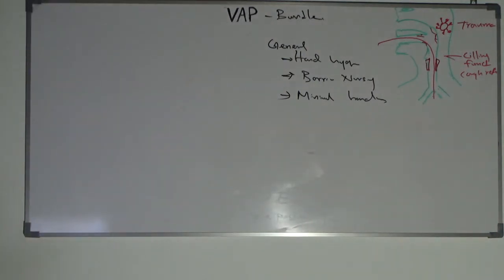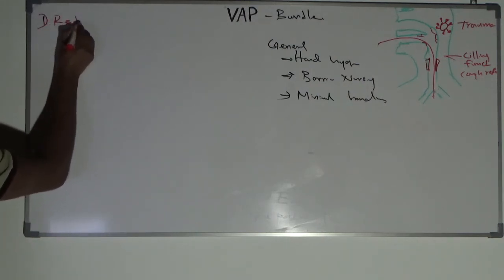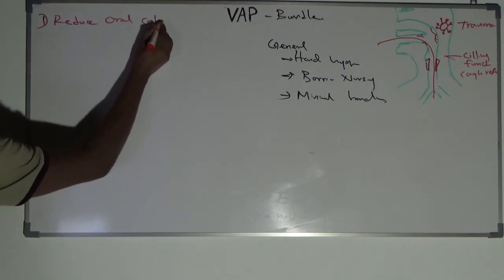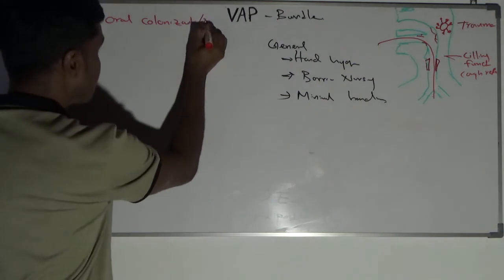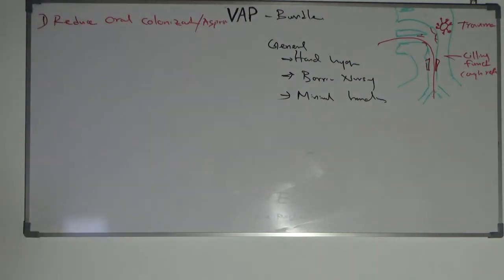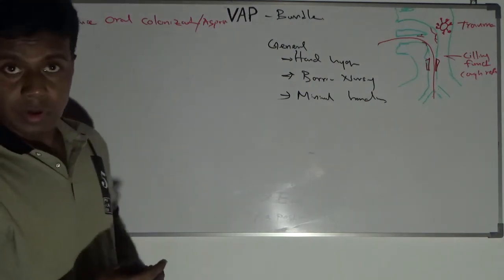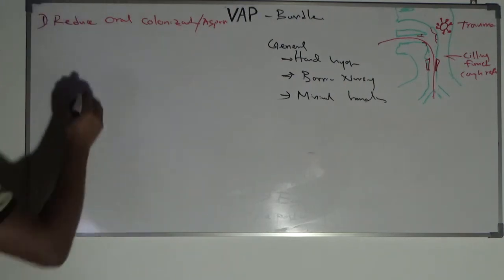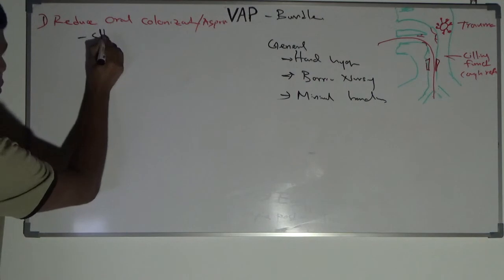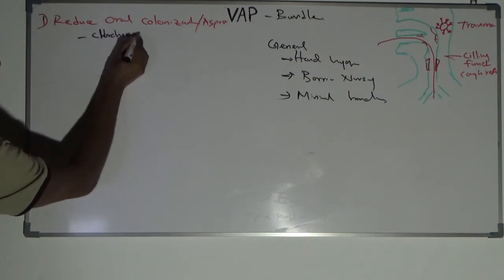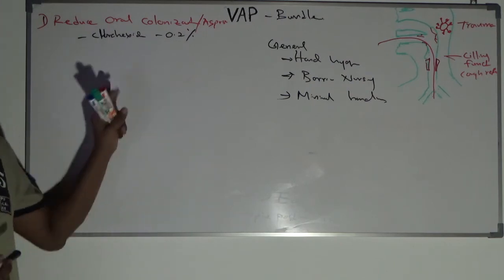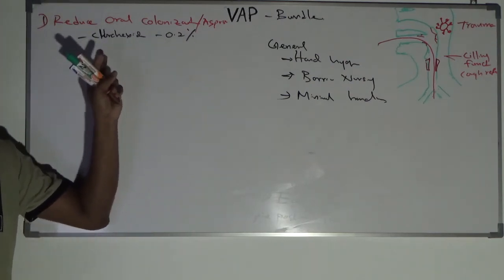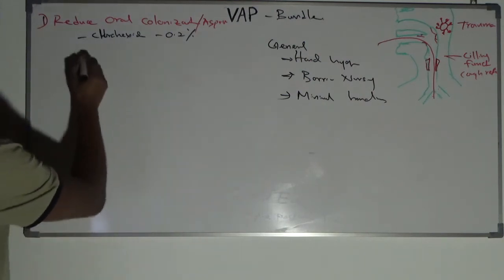When coming to the specific things in the ventilator associated pneumonia VAP bundle, it says reduce oral colonization and aspiration. To reduce the oral colonization, what they recommend is oral care with chlorhexidine, 0.1 to 0.2% chlorhexidine. You have to regularly brush the teeth with the chlorhexidine solution and use mouthwash with the same solution. You have to do it. And in addition to that, silver coated ET tube.